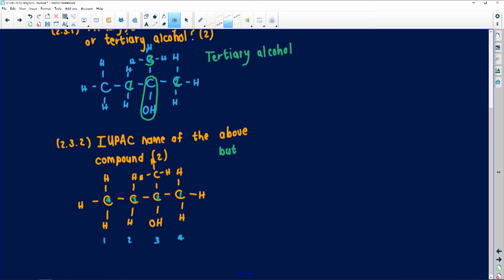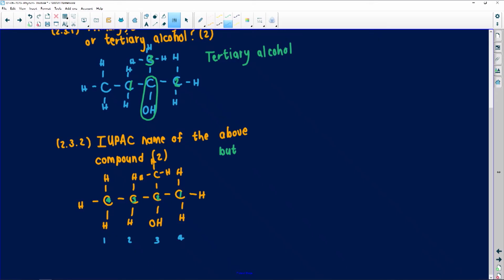It must always take the lowest number, right? The same way we always look for the longest chain, we always find the lowest number. And remember, whether you number from the left to the right or the right to the left, it doesn't really matter. You must just make sure that your side chains and your functional groups will always have the lowest number. So in this case, I'm going to use the green.